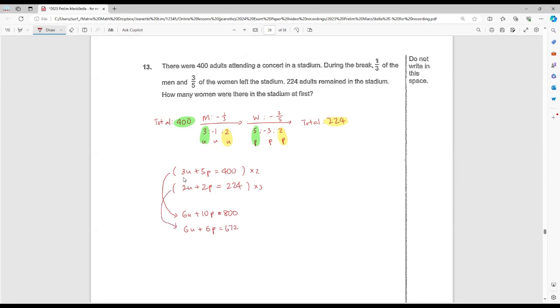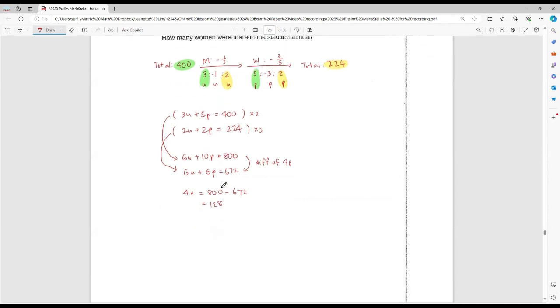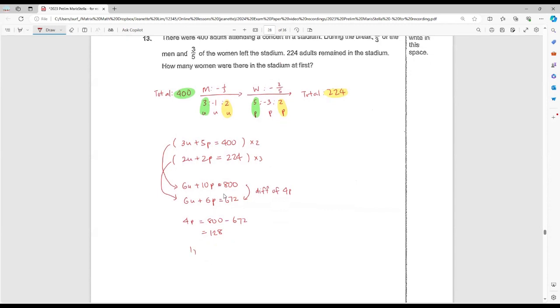Compare them and find the difference. There is a difference of 4 parts. So 4 parts is actually 800 minus 672, which is 128. So 1 part is 128 divided by 4, which is 32. Back to the question, how many women were there in the stadium at first? Women at first is 5 parts, so we find 5 parts: 32 times 5, which is 160. So there are 160 women in the stadium at first.